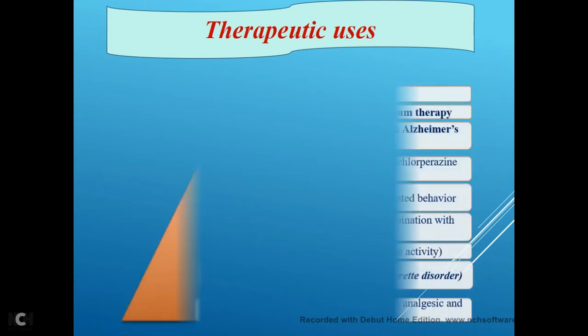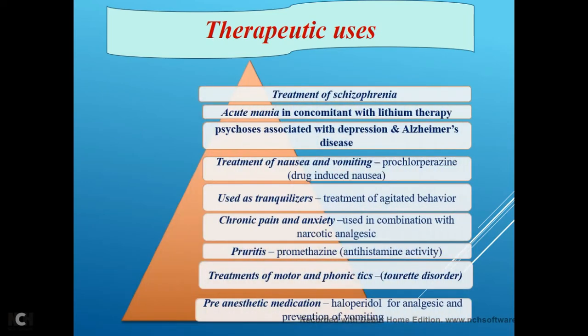Now the therapeutic uses of antipsychotic drugs. They are used in the treatment of schizophrenia, acute mania in conjunction with lithium therapy, and psychosis associated with depression and Alzheimer's disease. They are used in the treatment of nausea and vomiting, as a tranquilizer, in chronic pain and anxiety, in pruritus, and in the treatment of motor and phonic tics. Antipsychotic drugs are also used as a pre-anesthetic medication.